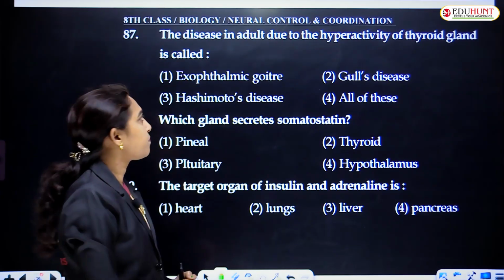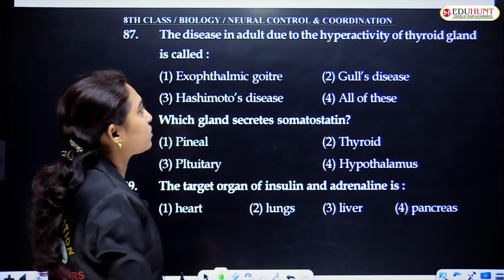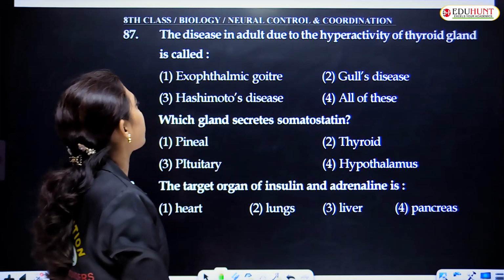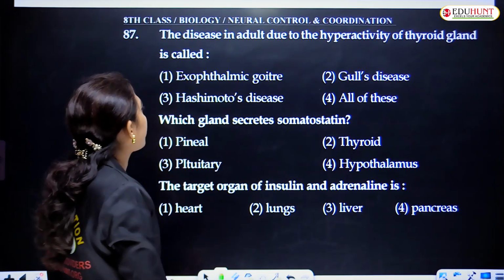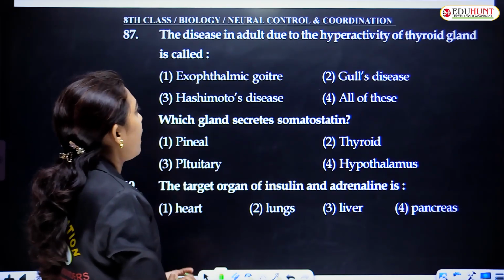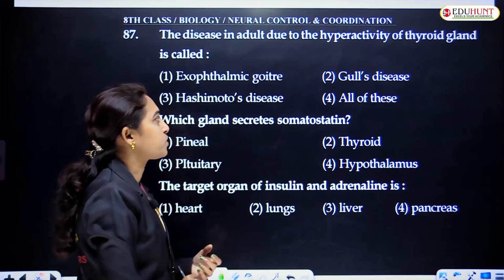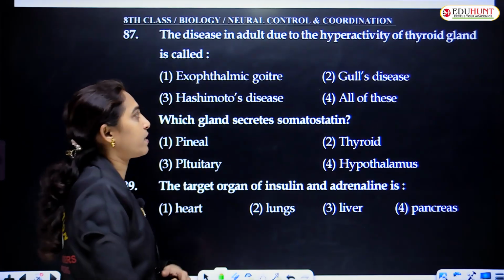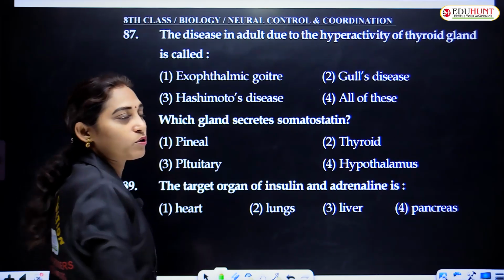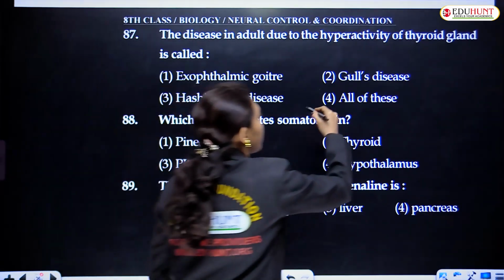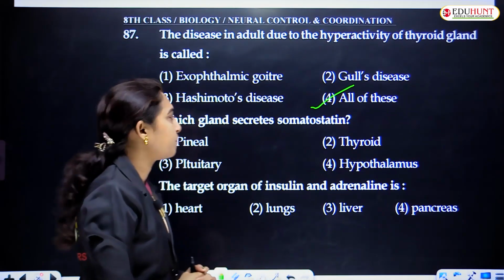The disease in adults due to the hyperactivity of the thyroid gland is called hyperactivity. Exophthalmic goiter is a correct option. Graves' disease is also a correct option. Hashimoto's disease also. So the answer is all of the above.